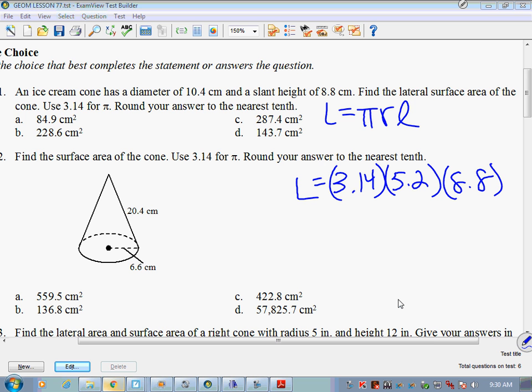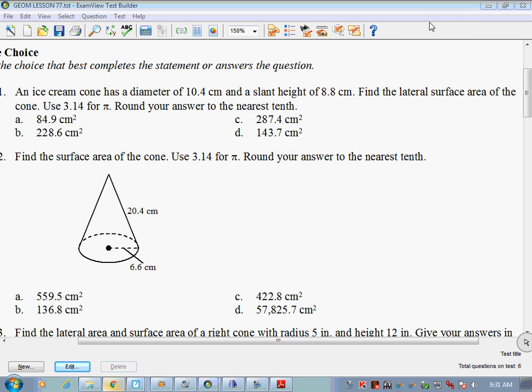8.8. Okay, well, rather than me doing this for you, you guys have got calculators, right? Get those calculators out. I want you to tell me what your answer is. Okay, let's round that to the nearest tenth. 143.7. Yep, 143.7 centimeters squared. Do we understand what we're doing at this point? Good. Everybody should be working these out, okay?